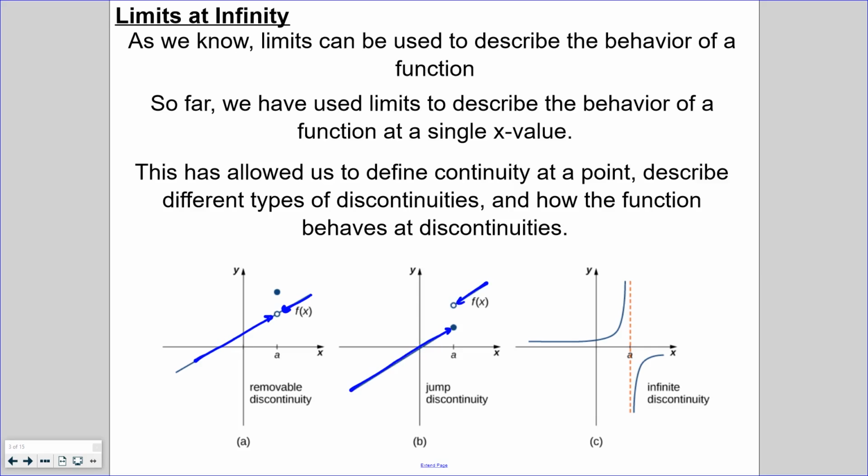That's a jump discontinuity. And we've also talked about that when limits approach infinity, or negative infinity, that means that there's going to be an infinite discontinuity, or a vertical asymptote. Next up, we'll be talking about using limits to determine and describe the end behavior of functions.